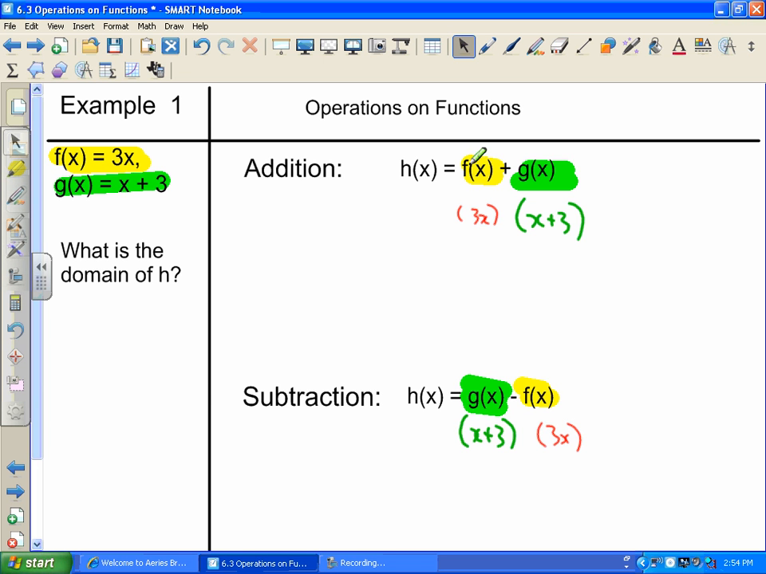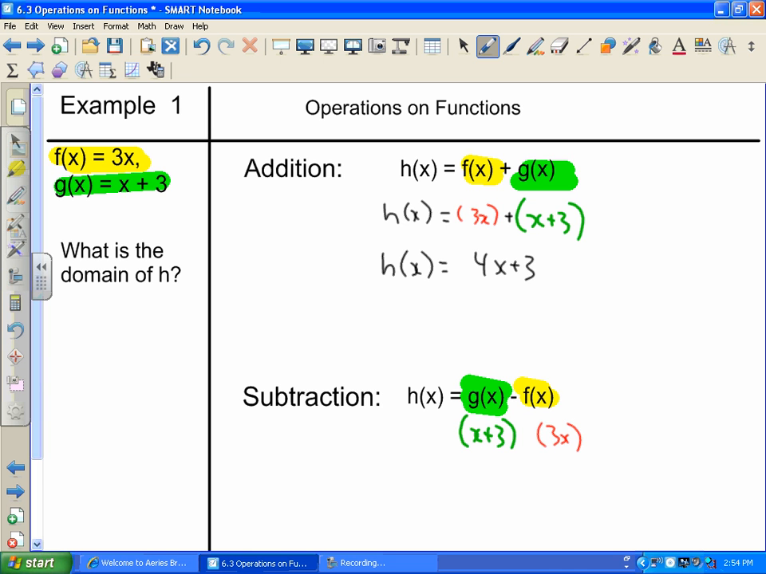Now we just need to perform the operation that it's asking us to do. In this case, it's addition, so h of x will equal 3x plus x plus 3. This becomes a combining like terms problem, and our answer is going to be 4x plus 3. So our new function, h of x, is going to be 4x plus 3.